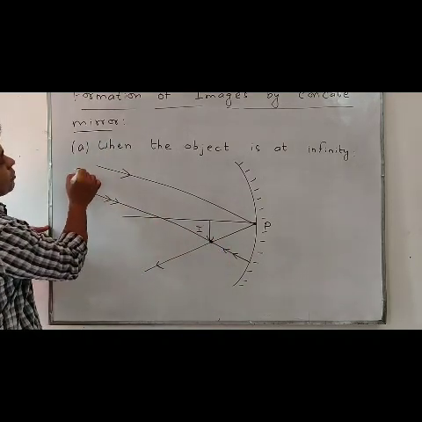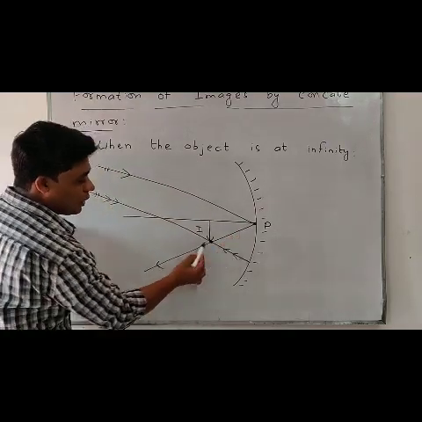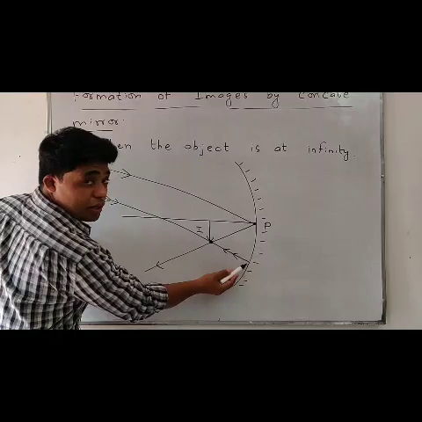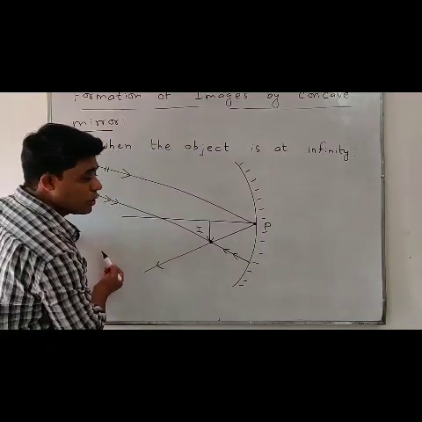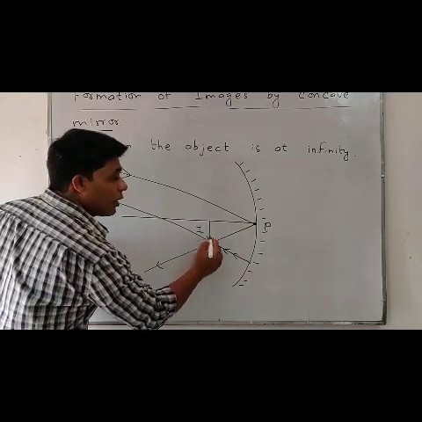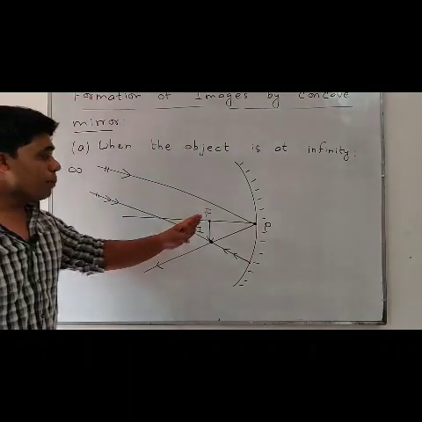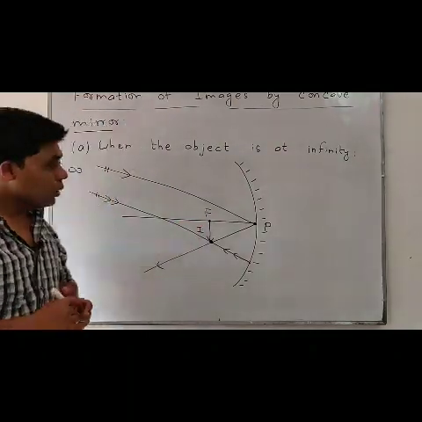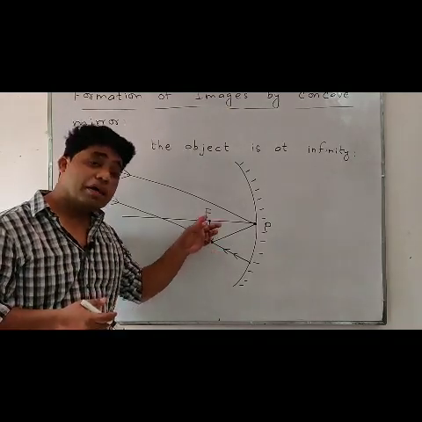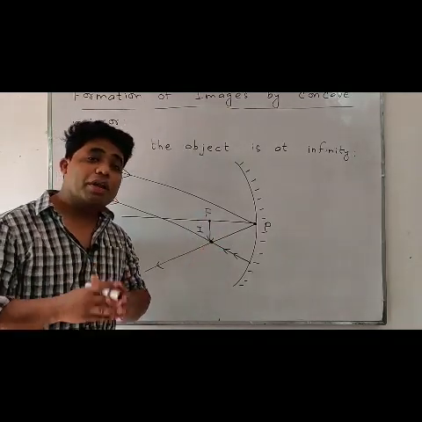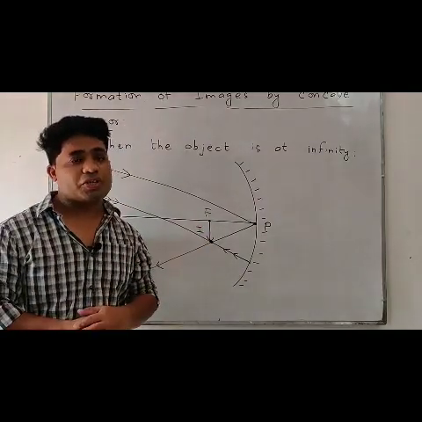Okay, the object is placed at infinity, so parallel light rays will come. A ray is incident, it gets reflected. Another ray is incident, and it gets reflected in the same direction because it passes through the center of curvature, and here we'll get the image at the principal focus. This is the focus point, the principal focus, and the important thing is this image will be real, inverted, and very small as compared to the object. So this is our first condition.